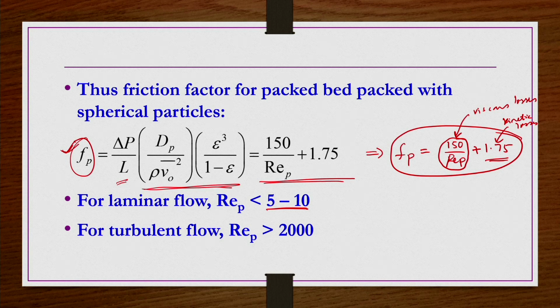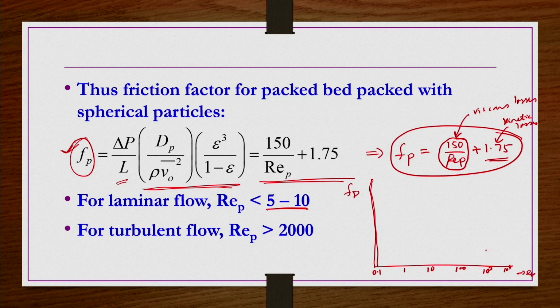Whatever the viscous part contribution, if you add it for large Reynolds number, it is going to be a very small value and will not show any influence on the final friction factor value, or on the pressure drop that you calculate. So, if you plot f_p versus Re_p, let us say 0.1, 1, 10, 100, 10 cube, 10 power 4, like this.